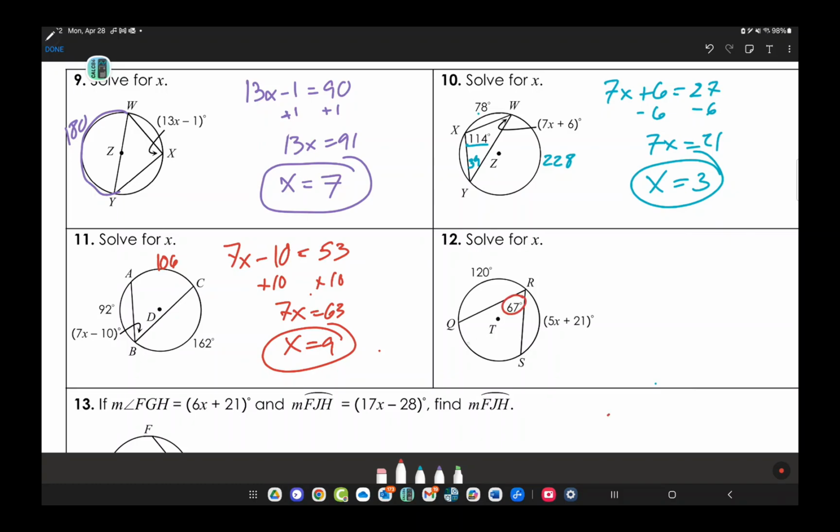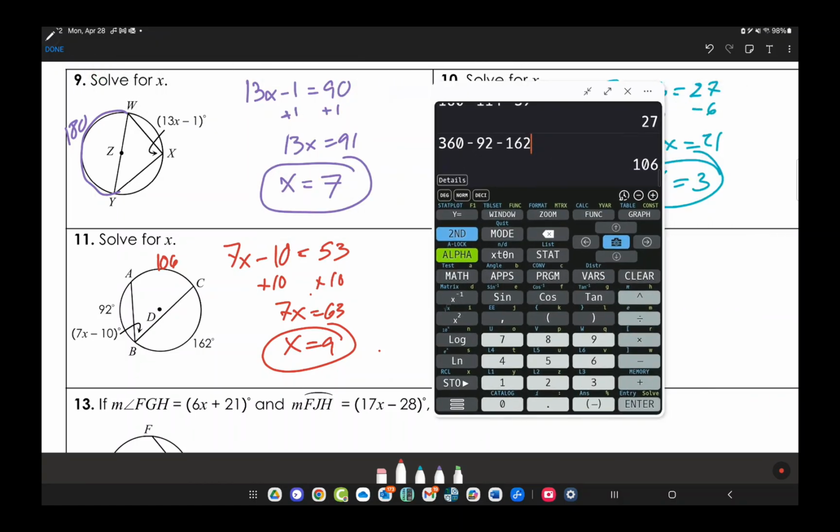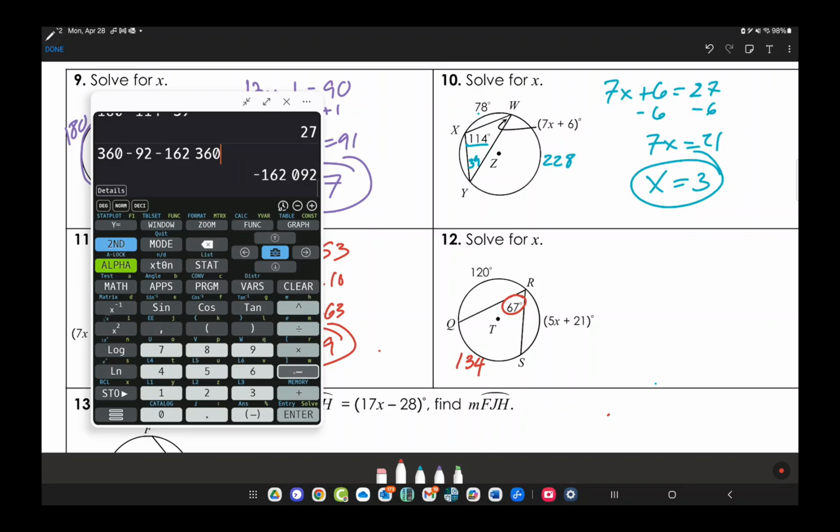So this is 67, this is 134. So 360 minus 134 minus 120 is 106. So 5x plus 21 equals 106. Subtract 21. 5x equals 85. x equals 17.